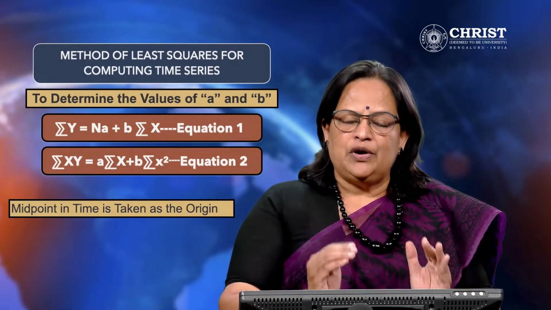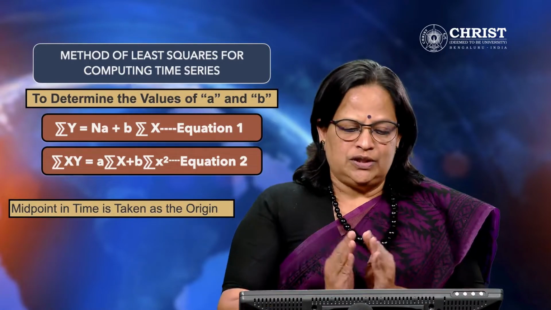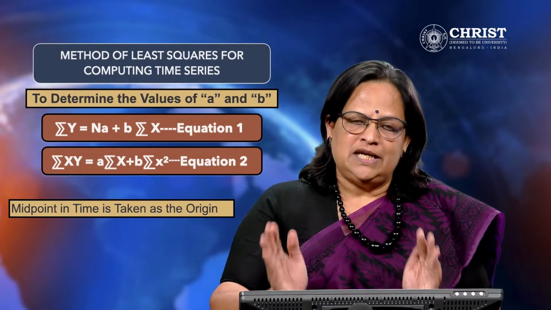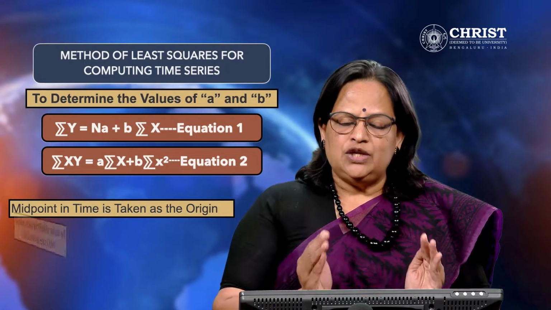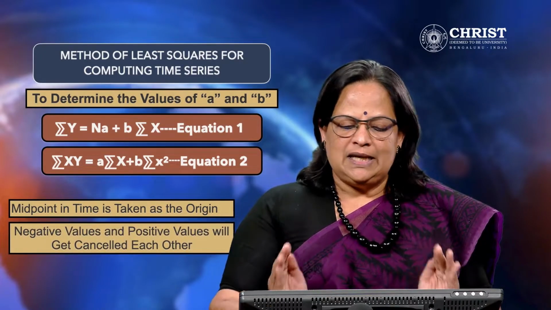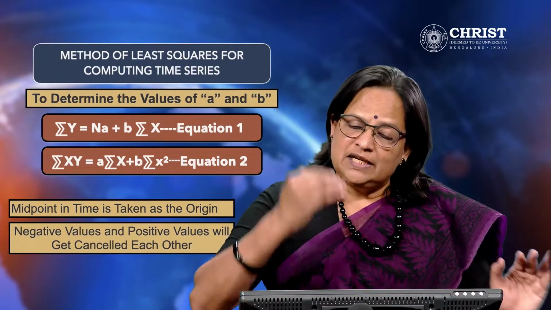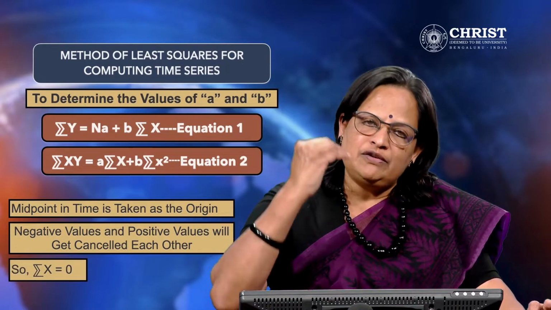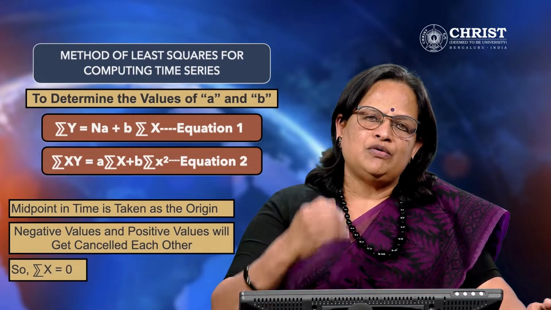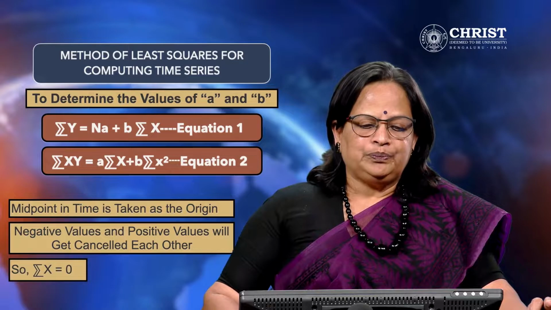So the midpoint in time is taken as the origin. Now negative values and positive values will cancel each other, and sigma x will always be 0, whether it's an odd number of years or an even number of years.